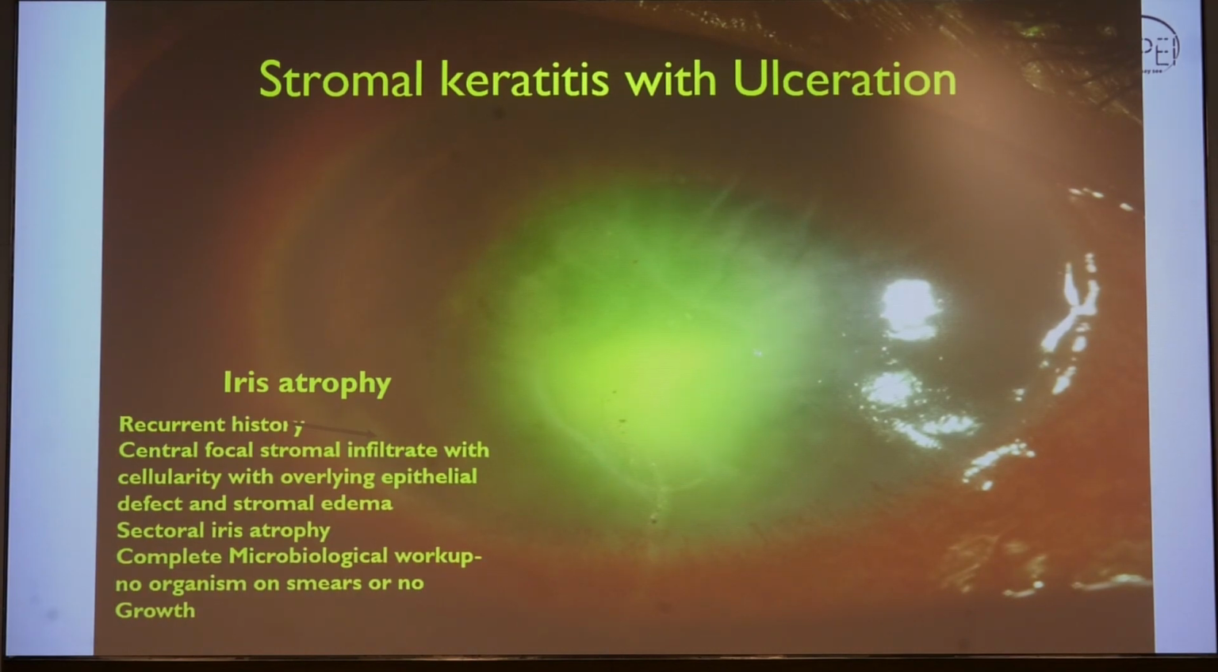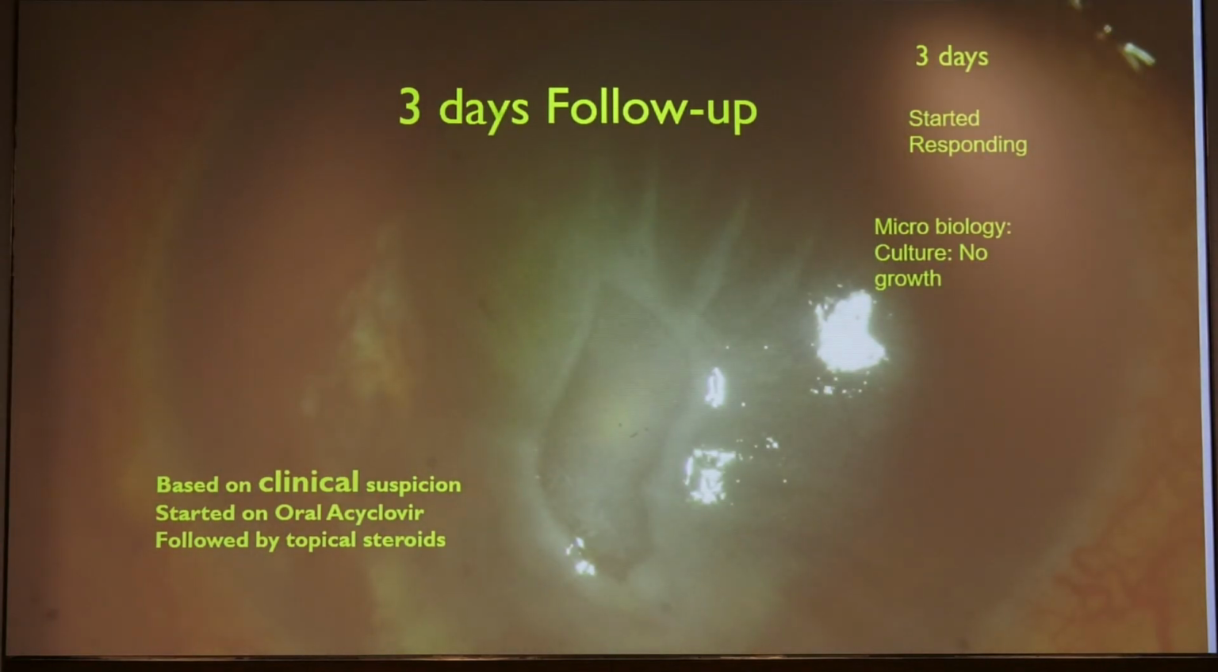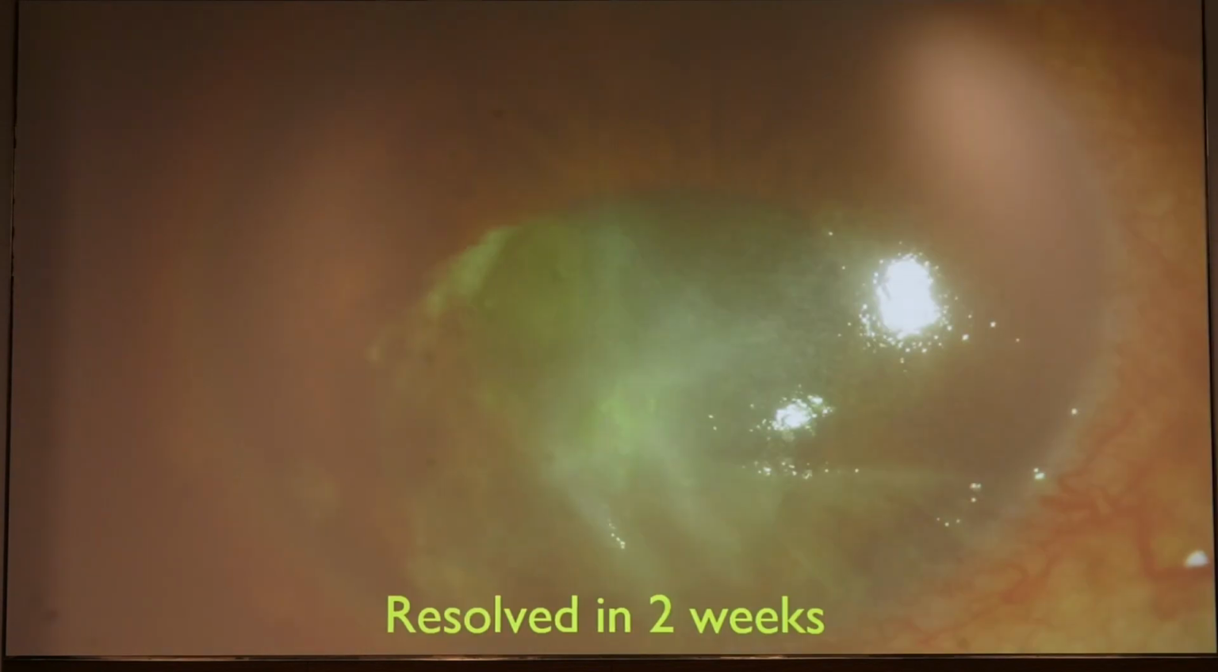This patient had a recurrent history. You should look for other telltale signs of herpes viral keratitis like vascularization or iris atrophy. This patient had iris atrophy, a central focal stromal infiltrate with overlying epithelial defect, and sectoral iris atrophy. So we suspected this, and we did IFA, and PCR also came out positive. We started oral acyclovir and later added topical steroids, and it resolved in 2 weeks' time. Here you can see the iris atrophy patch better.